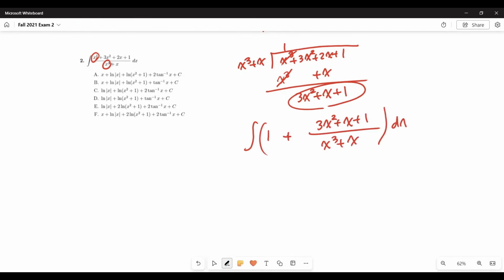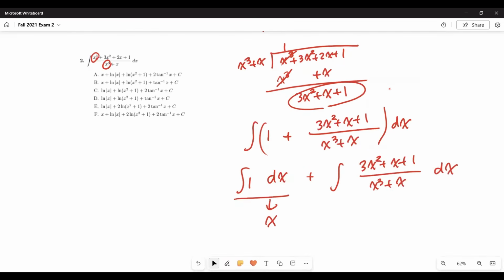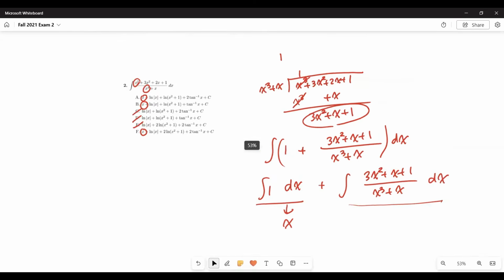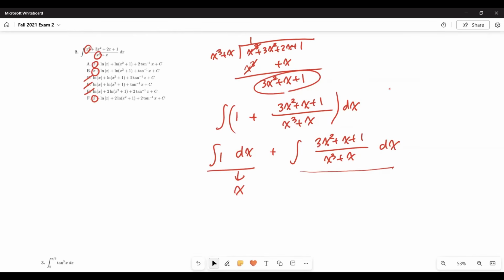What we're going to do is separate the 1 and the (3x squared plus x plus 1) over (x cubed plus x). We can write this as the integral of 1 dx plus the integral of (3x squared plus x plus 1) over (x cubed plus x) dx. The integral of 1 dx is just x itself. For the second part, we are going to do partial fraction decomposition. If you look at the x cubed plus x, this can be factored as x times x squared plus 1, right?